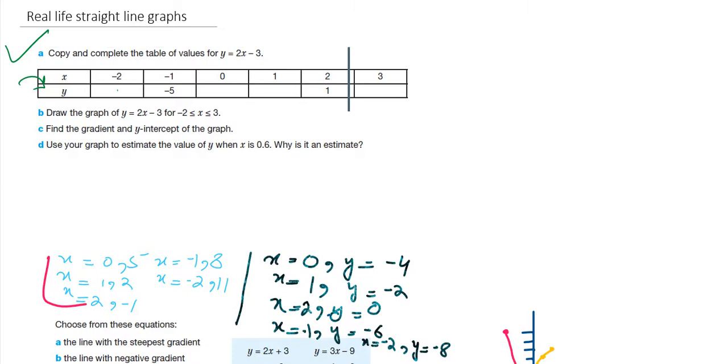Okay, so first of all, we have to copy and complete the table. The next, draw the graph, find the gradient and y-intercept of the graph. Use your graph to estimate the value of y when x is 0.6. Okay, let's discuss this first one. Copy and complete that table.